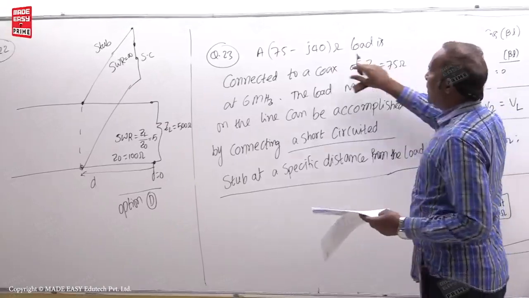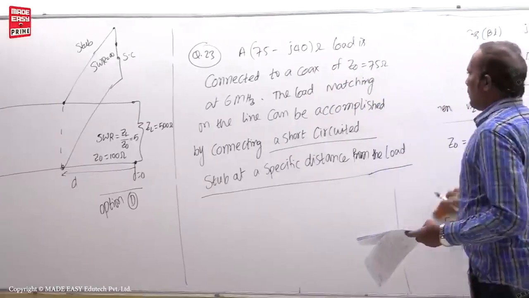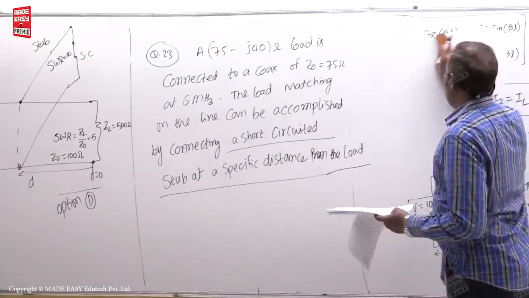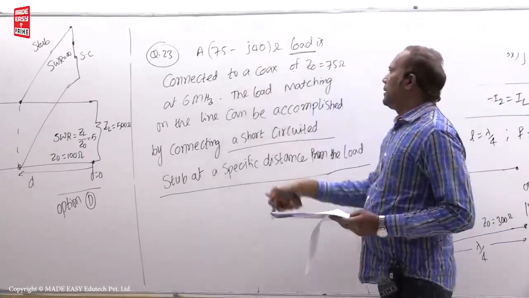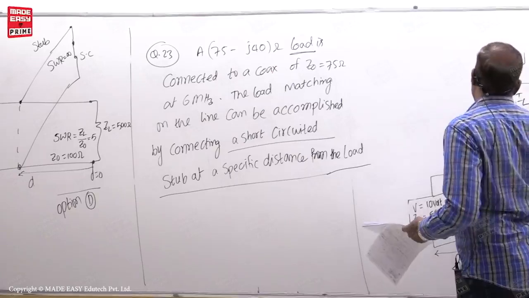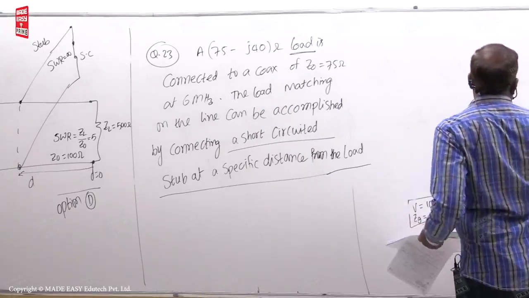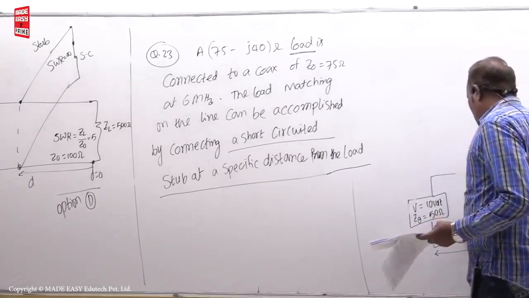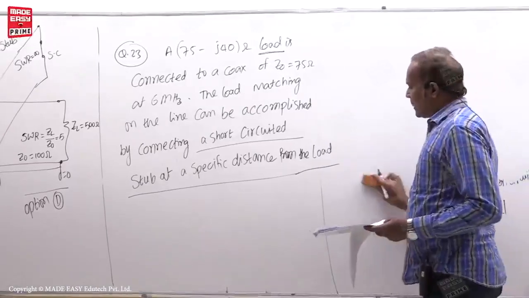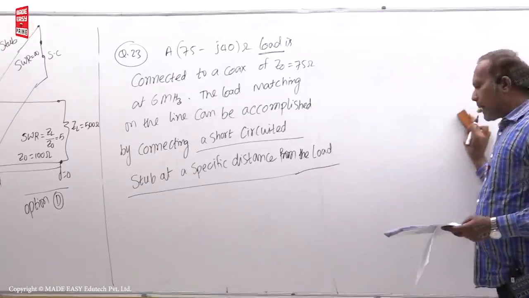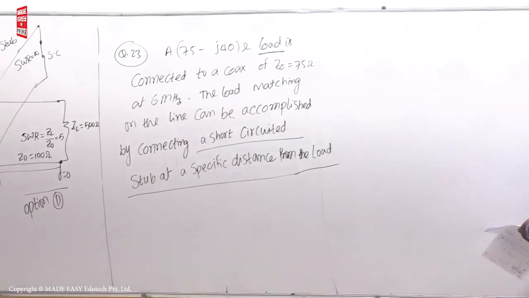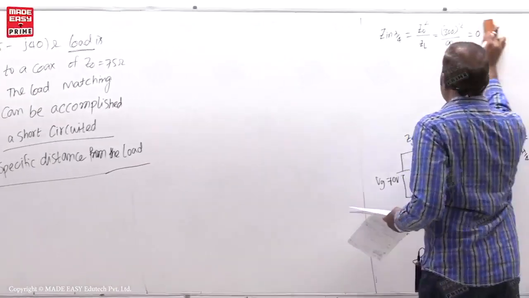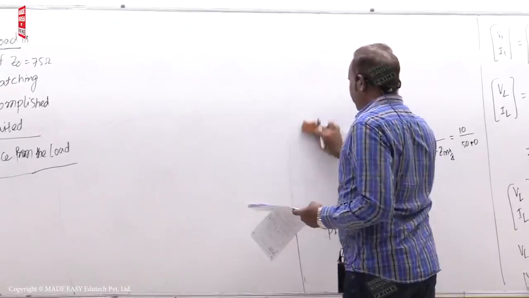I told you, whenever there is a complex load, then matching is done easily using a single stub. Then that single stub is to be placed at distance LS from the load. That is called the specific distance. That LS is called the specific distance. Okay.